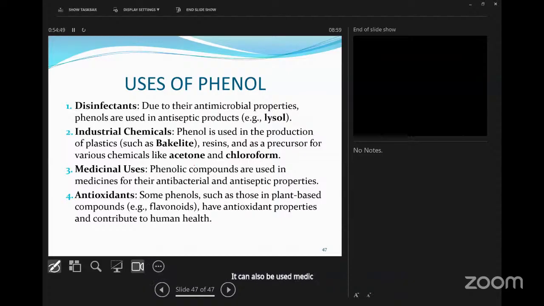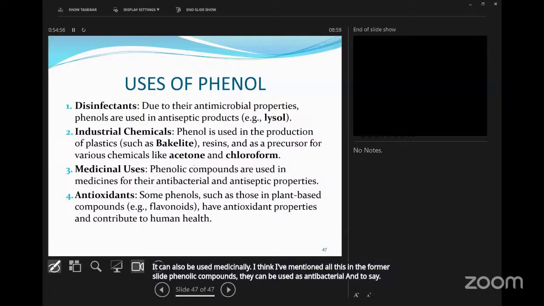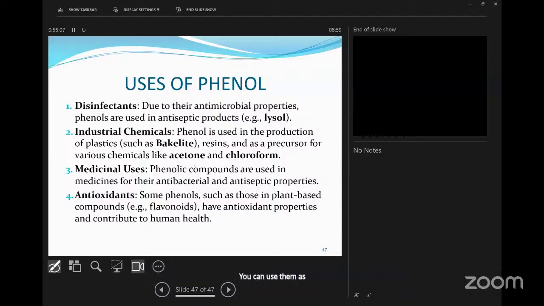I think I've mentioned all this in the former slide. Phenolic compounds can be used as antibacterial. Once they have antiseptic properties, they can be used to mop up microbes at any time. That means phenol can be used to wipe, just like ethanol too. You can use them as antimicrobial. You can use them to wipe tables, clean surfaces.